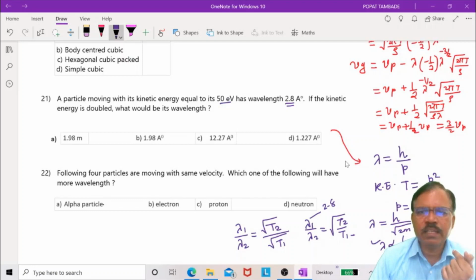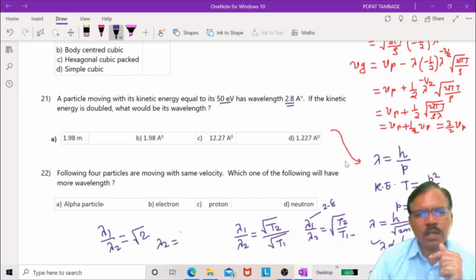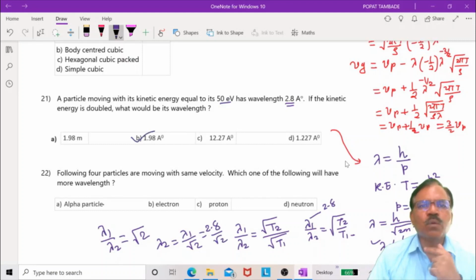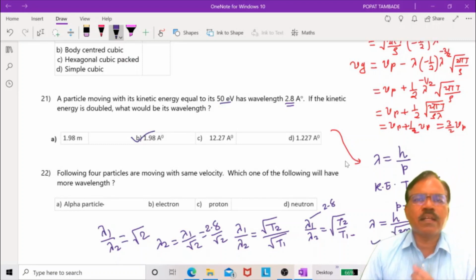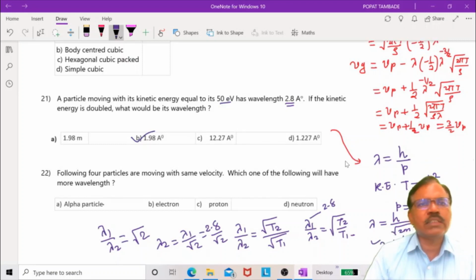So how can we find? Here lambda 1 upon lambda 2 we can write as root of 2, because T2 is 2 times T1. So what is lambda 2? Lambda 2 is lambda 1 upon root of 2. Lambda 1 that is given 2.8 divided by root 2. If we calculate this, we will get 1.98 angstrom unit.